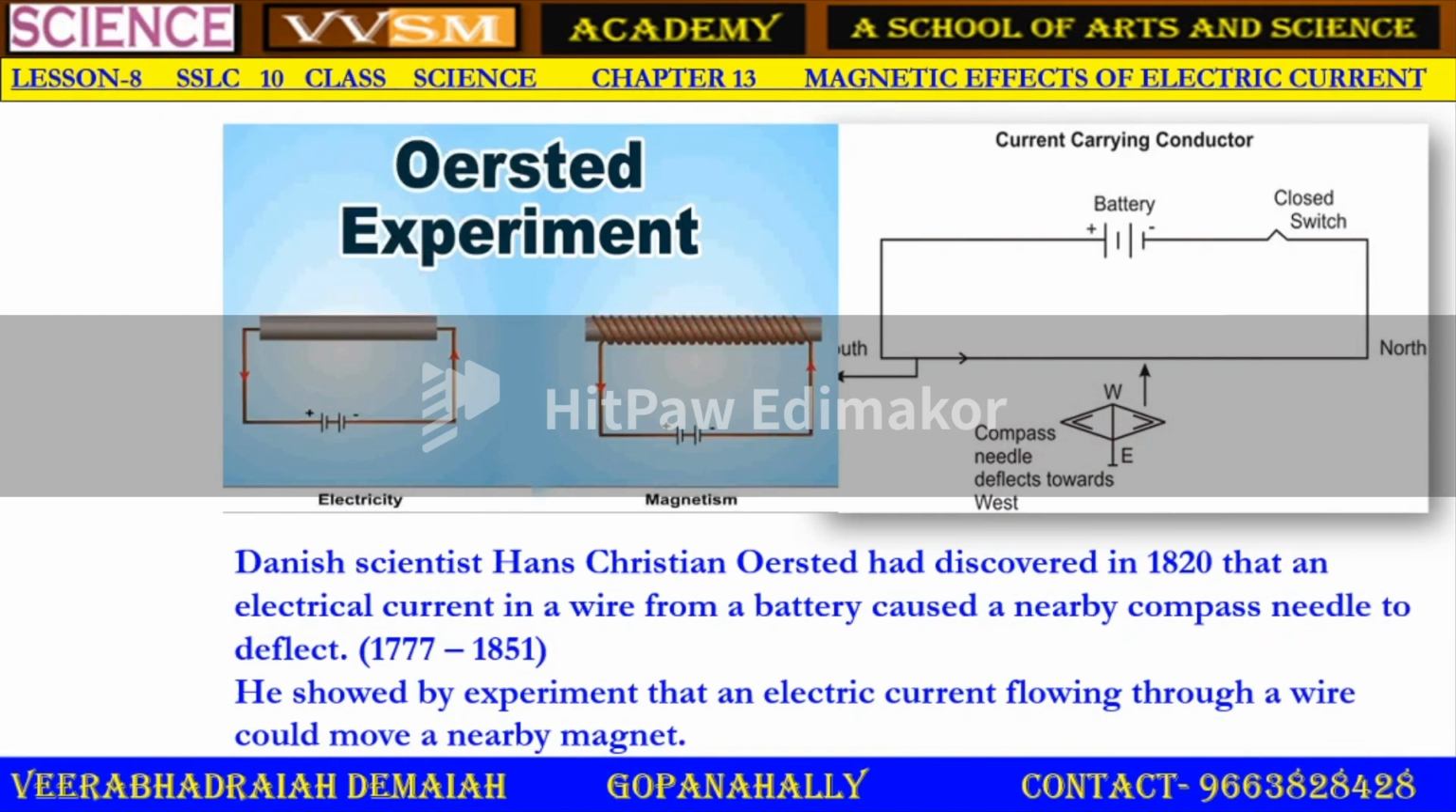Oersted's experiment, electricity and magnetism. Oersted's experiment shows that things are interrelated: electric current and the magnetic field, the electric field and the magnetic field, are related to one another. This was shown by the Danish scientist Hans Christian Ørsted in 1820, when an electric current in a wire from a battery caused a nearby compass needle to deflect.